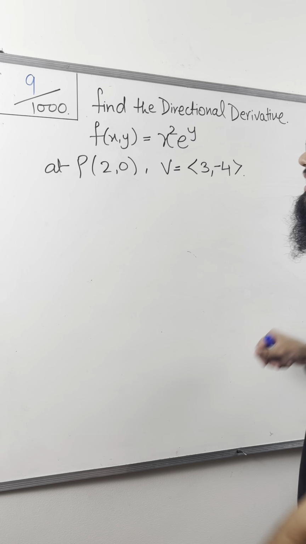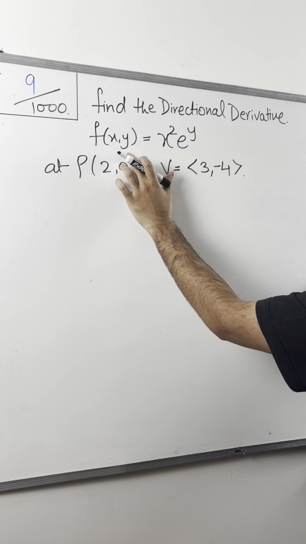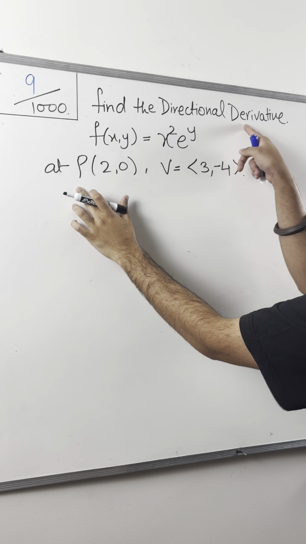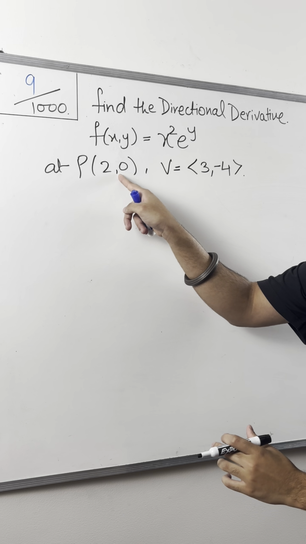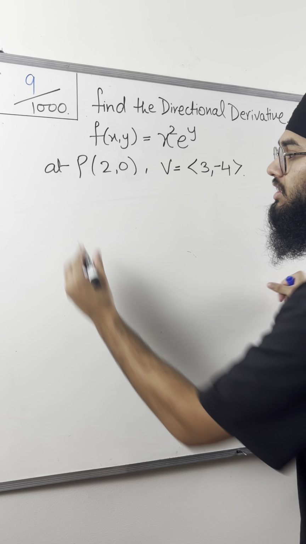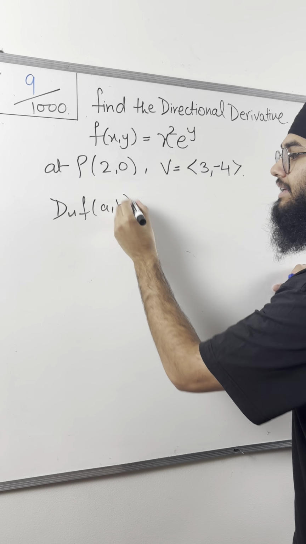Question number 9 of 1000. So today we're finding the directional derivative of f(x, y), which is x squared times e to the power of y. And we need to find the directional derivative at point P, which is (2, 0), where the direction vector is (3, -4).